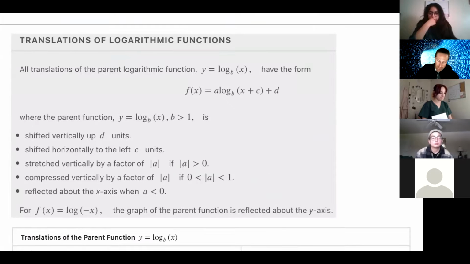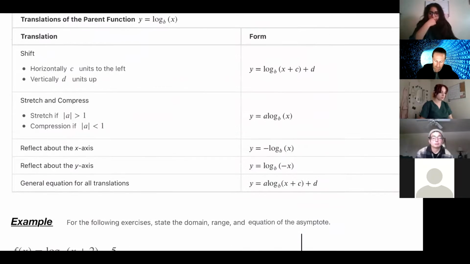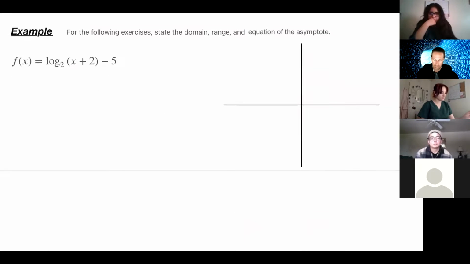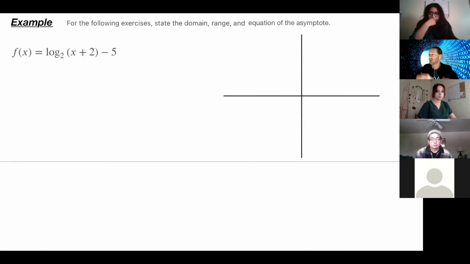So our translations, again, h and k. Don't worry about the c and the d. There's a summary. Here's an example, and then we're done. Can you guys all graph that quickly? Go for it.